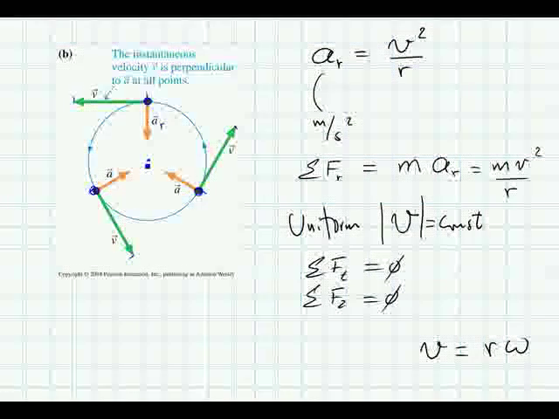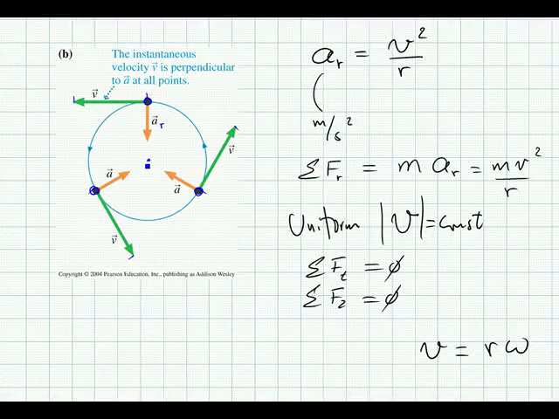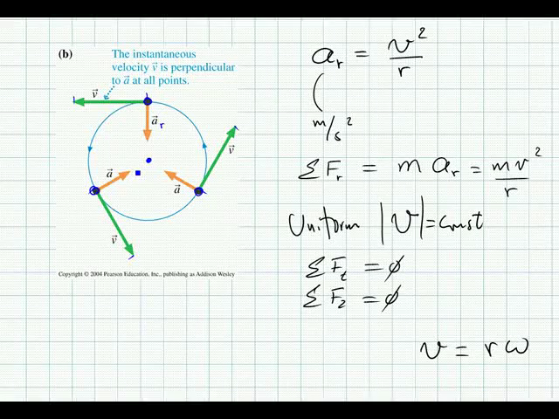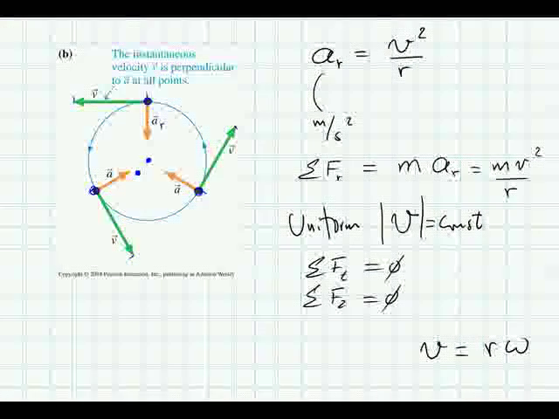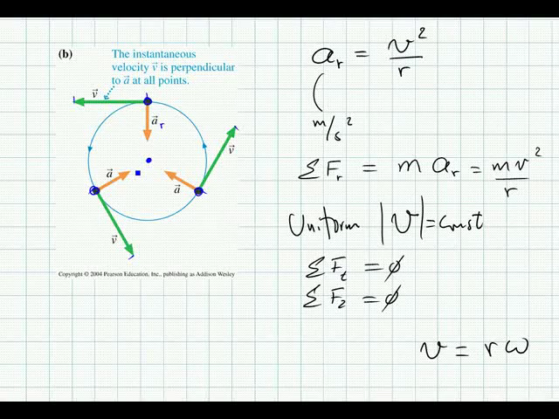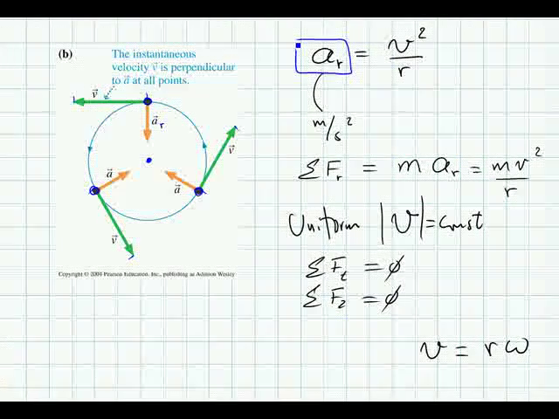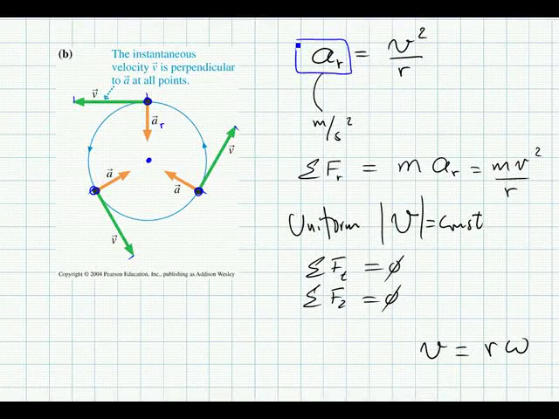Later on in chapter 13 we'll do a much better proof of it, I hope. But please do take a look at the chapter and convince yourselves that a must always point towards the center of the circle. That's why we say that for an object to have a circular path, there must always be a radial acceleration acting on the object. So the object must have radial acceleration.